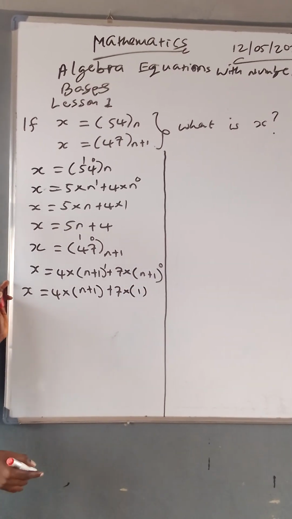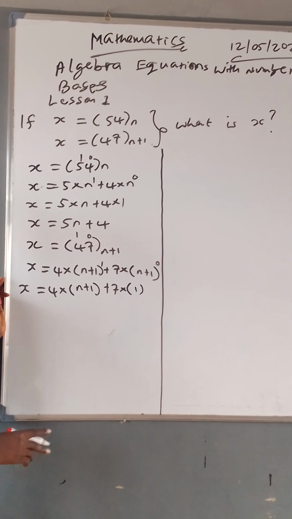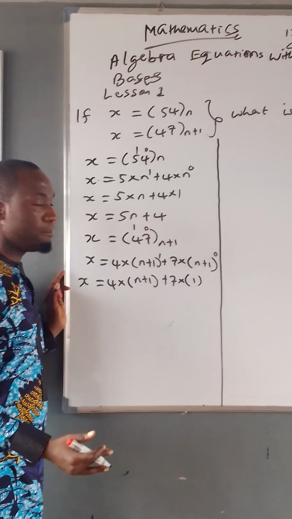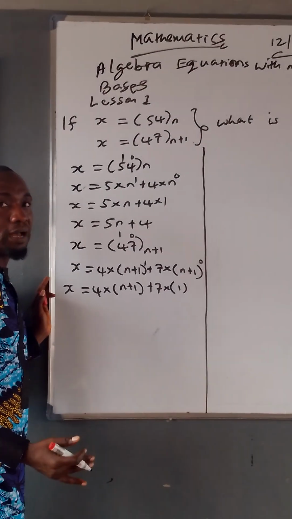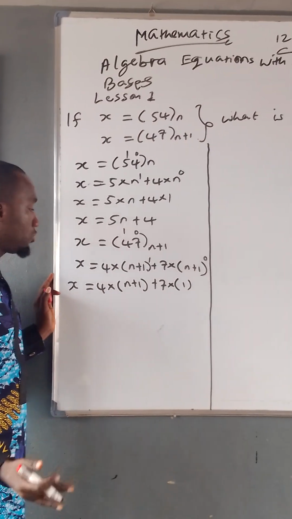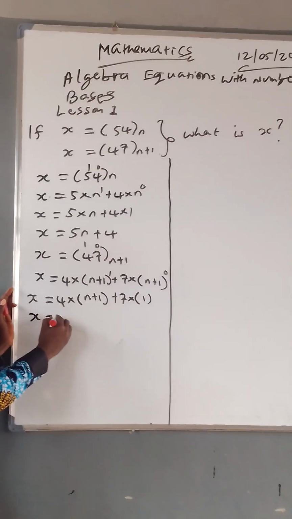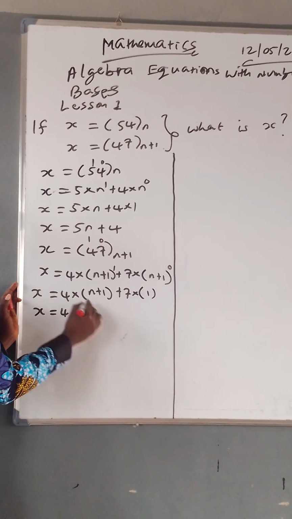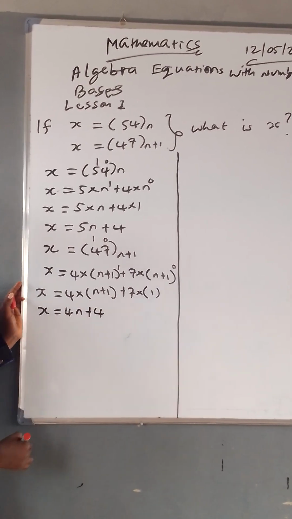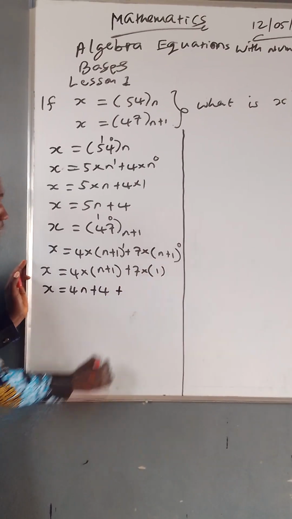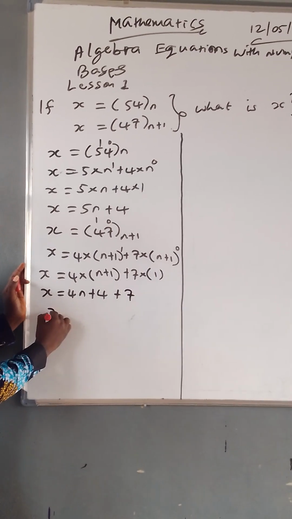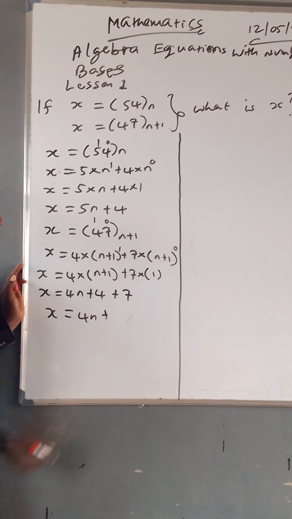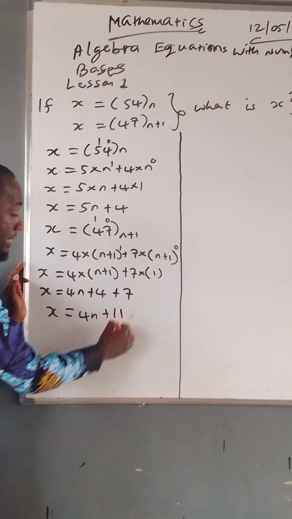Any expression or number raised to the power 0 is equal to 1. So we have x equal to 4 times n plus 1, which equals 4n plus 4, plus 7 times 1, which equals 7. x is equal to 4n plus 4 plus 7, which equals 11.